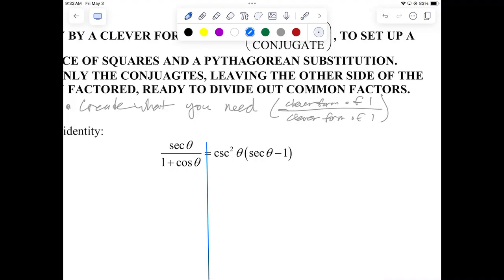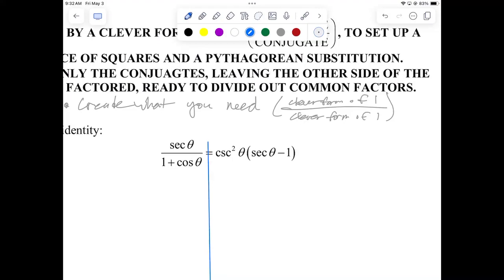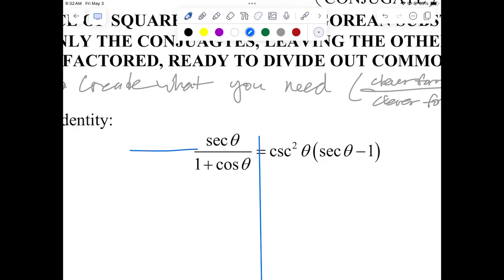All right, what side do you want to start on? Left side? What would you do on the left side, Brady? Multiply by 1 plus cosine? If you're going to do the strategy that we just talked about, you would multiply by the conjugate of 1 plus cosine, which is 1 minus cosine.